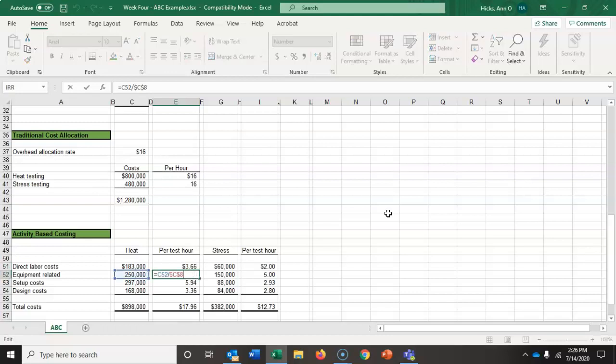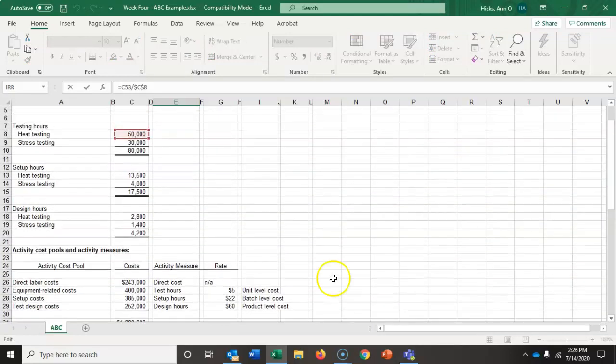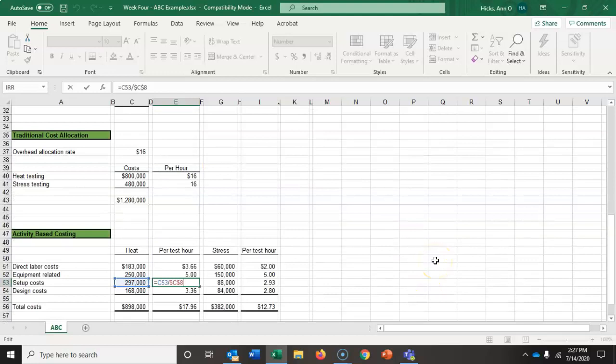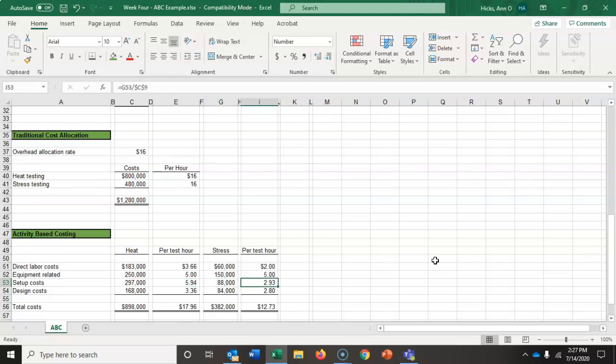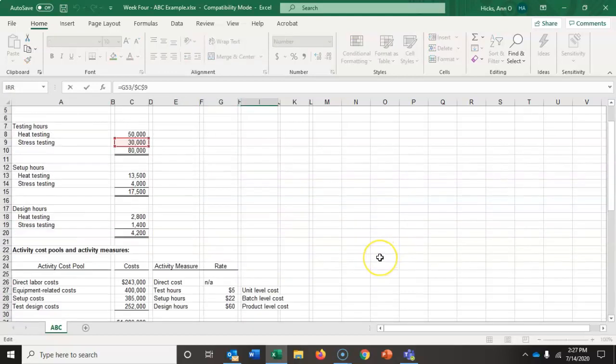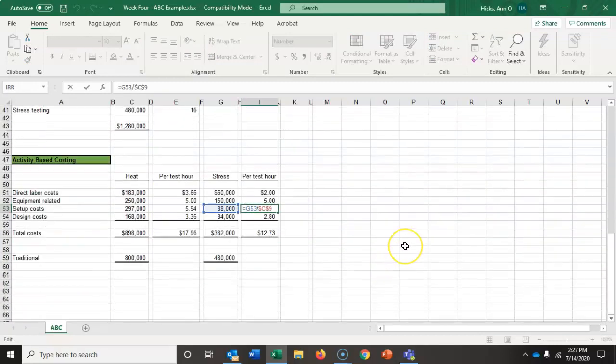Equipment related, it was based on test hours, so it's basically the same for both tests. No significant difference there. But then look at setup cost. If I take the $297,000 and divide it by the 50,000 heat testing hours, then we're actually spending $5.94 in setup costs for each hour that we are billing our customers for. Stress testing, if we take the 88,000 divided by the 30,000 testing hours, we're only spending $2.93.